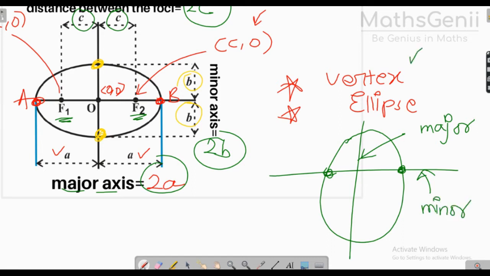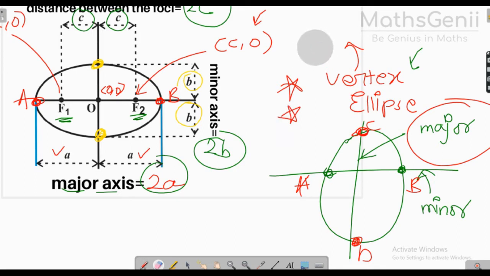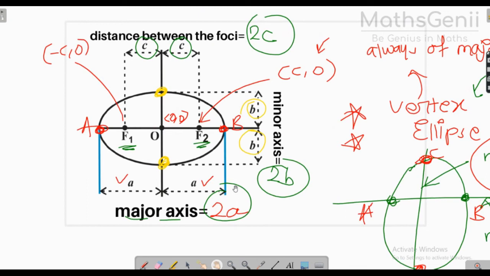If I ask you for the vertex, will you tell me that this is A, let's just name it, this is AB, this is CD. If I ask you what the vertex is, will you tell me it is AB? No. The vertex is always of the major axis. So C and D are your vertices. You should make a note of this: vertex is always of the major axis. Very, very important point. So I hope this is clear. Major axis 2a, minor axis 2b, distance between foci is 2c.